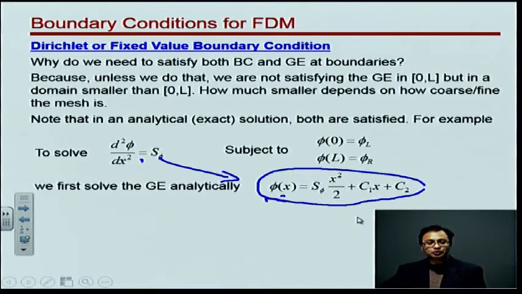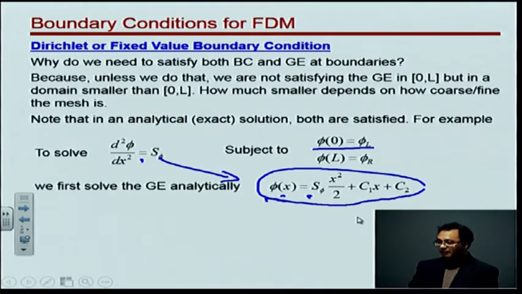Now, to eliminate the two constants, we plug our solution into our boundary conditions. What does that mean? That means we are not only satisfying the boundary conditions, we are also satisfying the governing equation at the boundaries, because we are taking the solution that came out of the governing equation and plugging it into the boundary condition. So we are satisfying both when we do analytical solution.